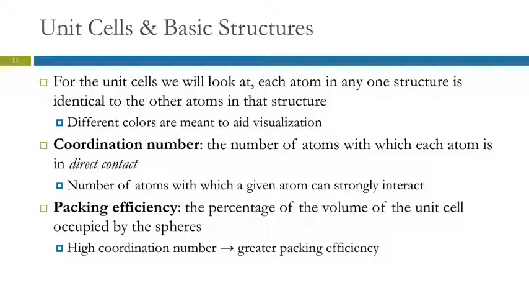That's important because the atoms that are in direct contact are going to have the strongest interaction. Packing efficiency is the percentage of the volume of the cell that's actually occupied by the spheres, ions, molecules, whatever. If we have a higher coordination number, we have a greater packing efficiency. High packing efficiency means there's less empty space.